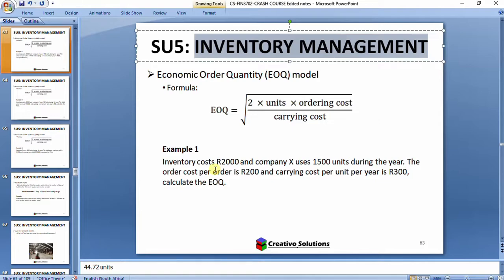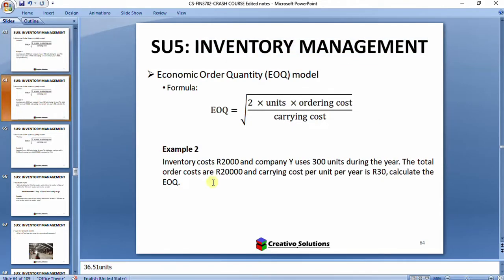Okay, happy with the concept? Yes. All right, I have two more examples here. I'm just going to give you the answer just to save time. This one, example 2, the answer is 36.51. Same formula, different question. I'm just going to give you the answer, and then I'm going to move on. You could do these in your own time.